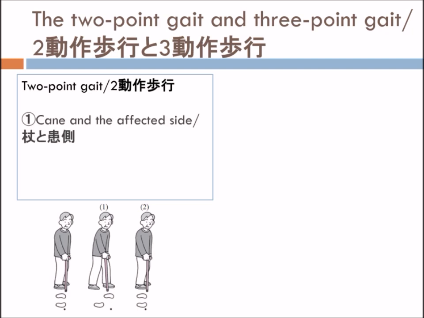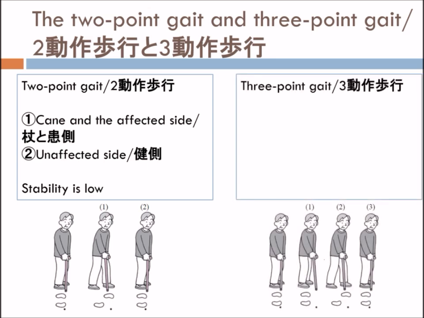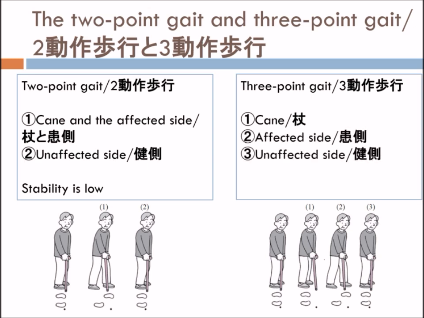2-point gait. First, cane and the affected side. Second, unaffected side. Stability is low. 3-point gait. First, cane. Second, affected side. Third, unaffected side. Stability is high.